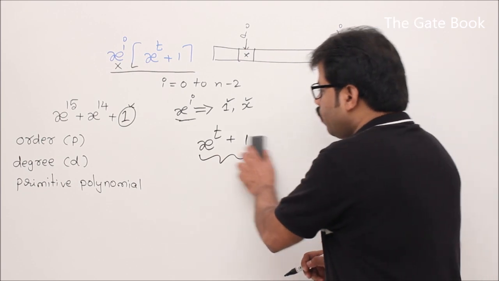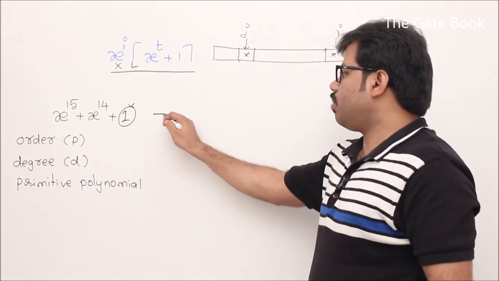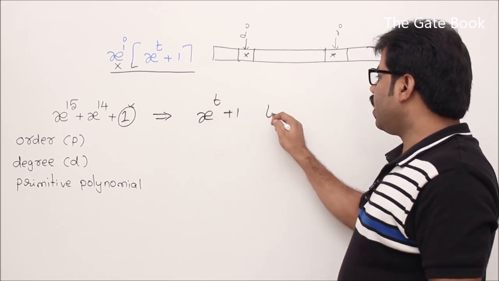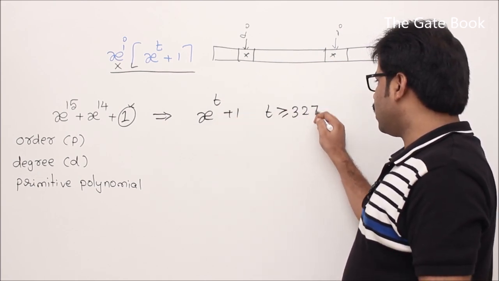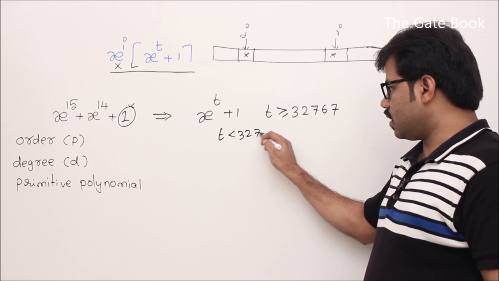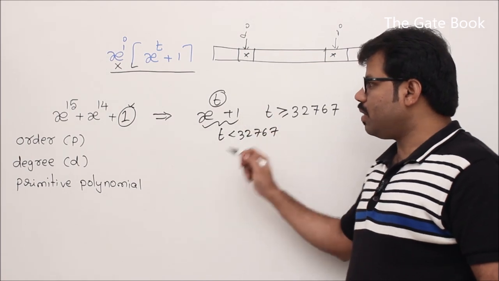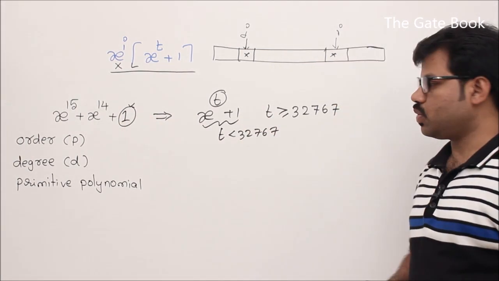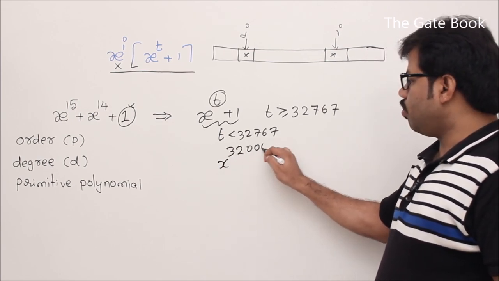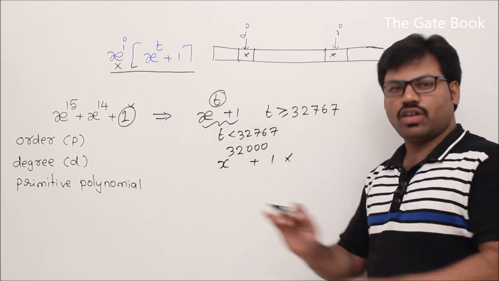Now, the beautiful property of x power 15 plus x power 14 plus 1 is that it can divide only x power t plus 1 where t is greater than or equal to 32,767, you remember. That means if t is less than 32,767, then such a polynomial cannot be divisible by x power 15 plus x power 14 plus 1. So for example, if your polynomial is x power 32,000 plus 1, the question is, is it divisible by x power 15 plus x power 14 plus 1? No, that is what I said.